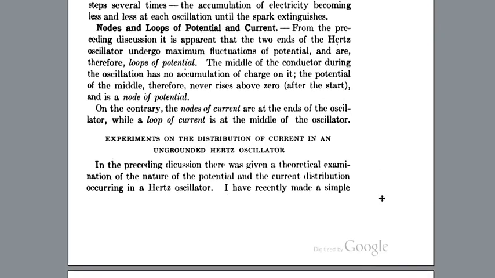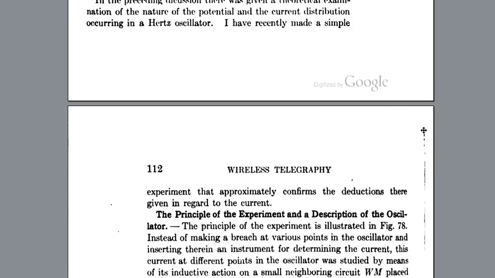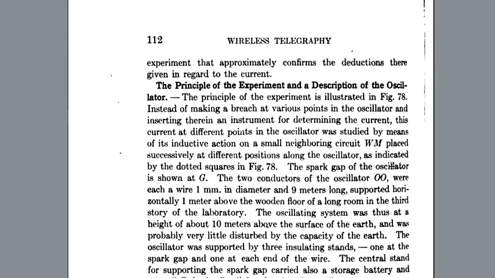Experiments on the distribution of current in an ungrounded Hertz oscillator. In the preceding discussion, there was given a theoretical examination of the nature of the potential and the current distribution occurring in a Hertz oscillator. I have recently made a simple experiment that approximately confirms the deductions there given in regard to the current. The principle of the experiment and a description of the oscillator.